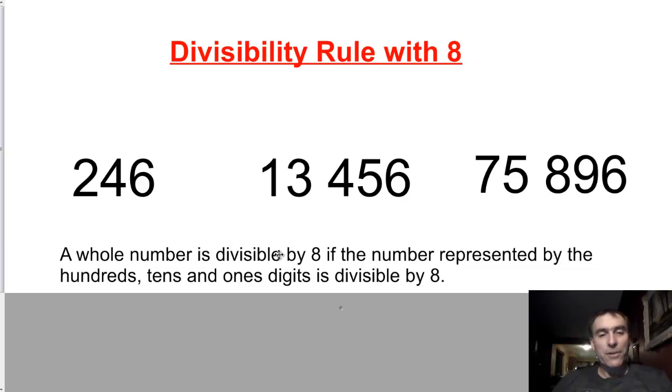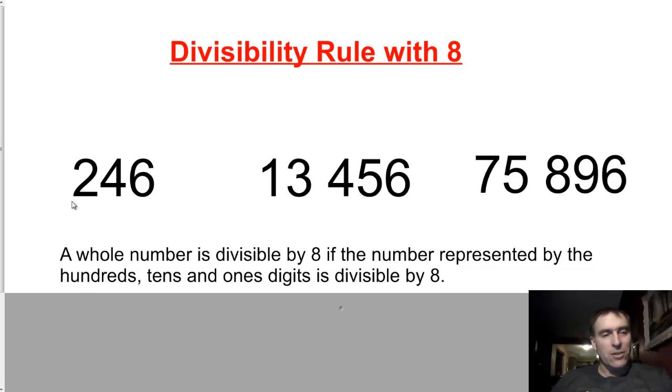A whole number is divisible by 8 if the number represented by the hundreds, tens, and ones digit is divisible by 8. So this rule is similar to the divisibility rule by 4. Because by 4, remember, we just concerned ourselves with the tens and the ones. But with the 8s, we have to concern ourselves with the hundreds, tens, and ones.